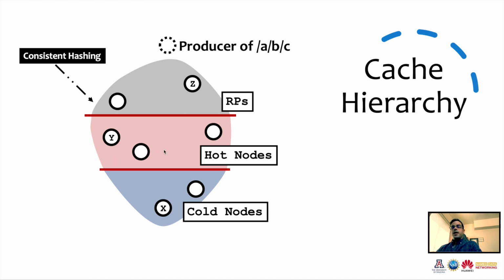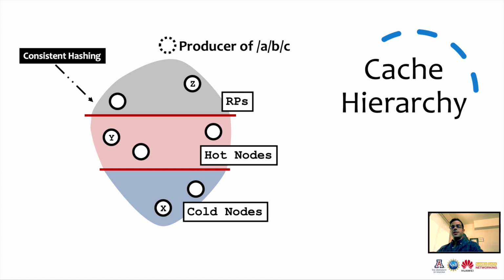The second tier belongs to hot nodes. The main idea here is that in-network caches offer an excellent opportunity for faster content retrieval. To fully utilize the in-network caches, the nodes need to announce their cache contents, but we cannot ask them to announce all their contents.